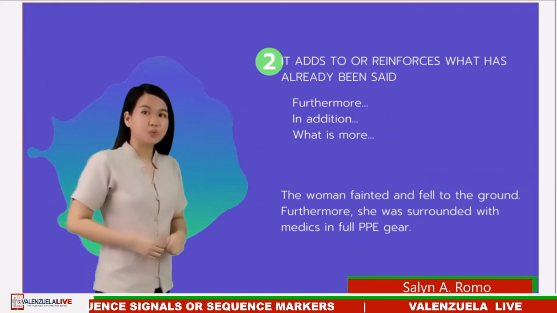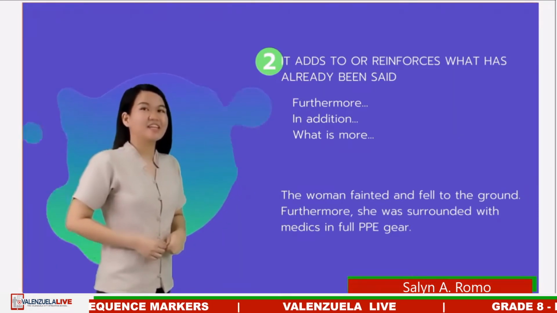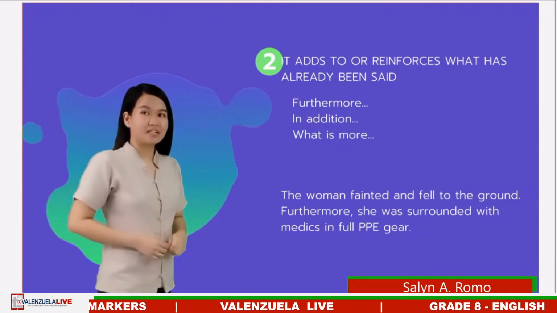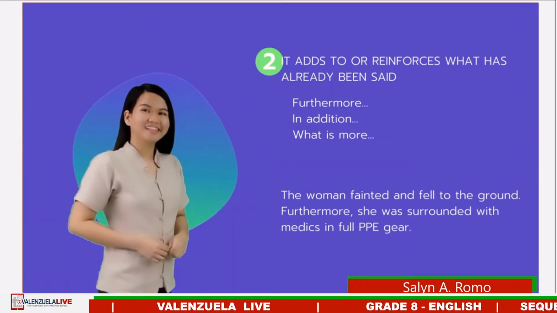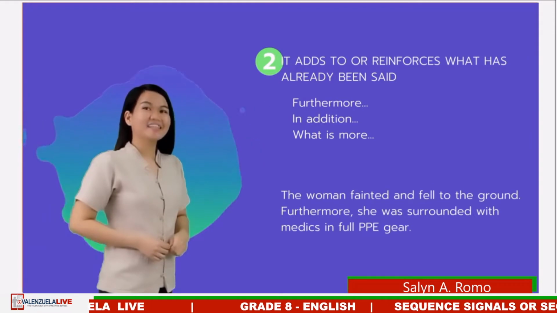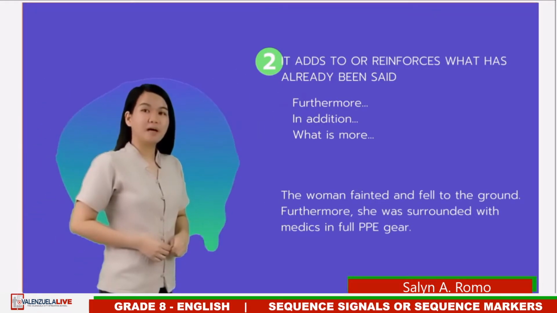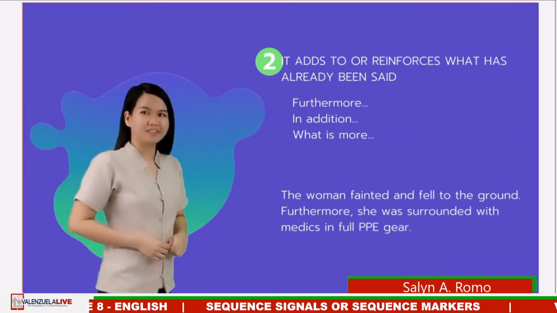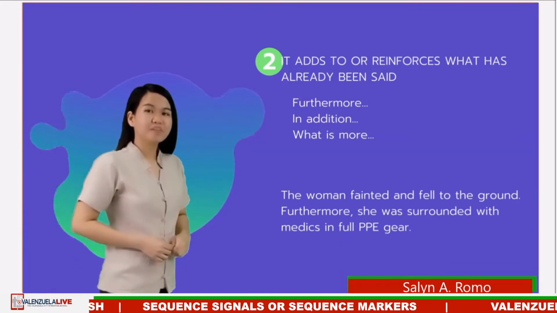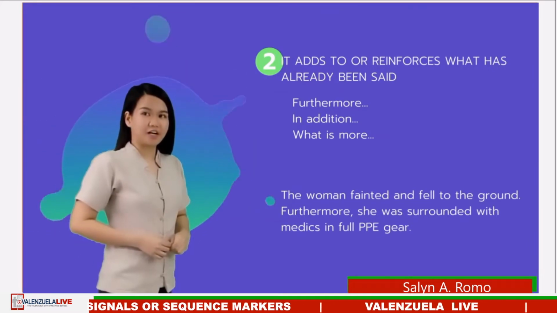It adds to or reinforces what has already been said. This type uses words such as furthermore, in addition, and what is more. Let us look at this sentence. The woman fainted and fell to the ground. Furthermore, she was surrounded with medics in full PPE gear.